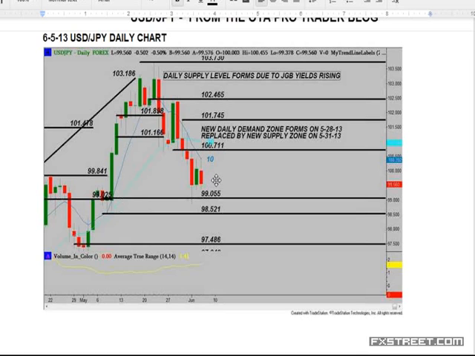Now it's a contest between the buyers and sellers. Are we going to take out the demand at 99.05? Are we going to go down and test the area down at 97.48? Or do we take out the supply between 101 and 101.74, which means we would then test the supply area at 102.46.